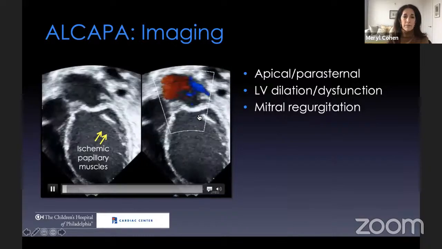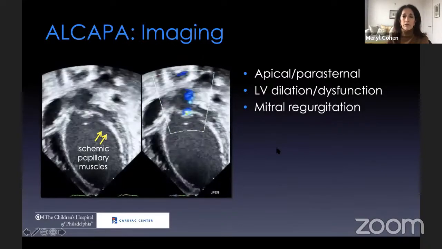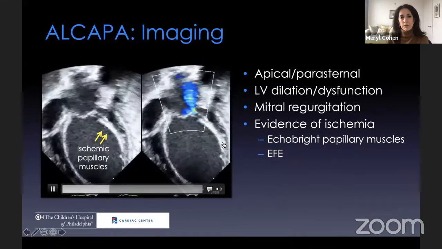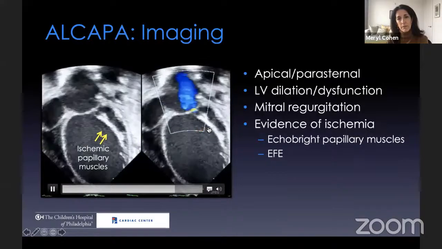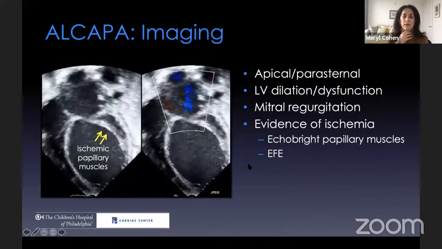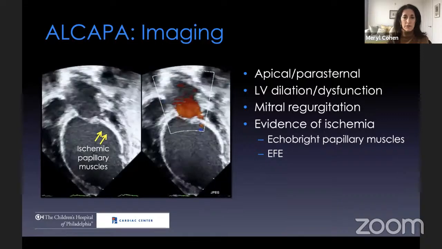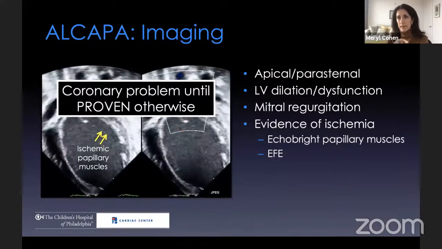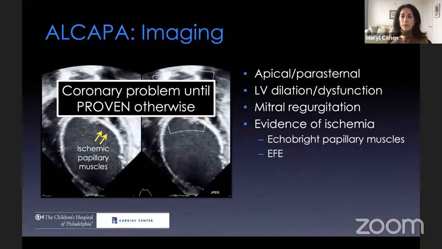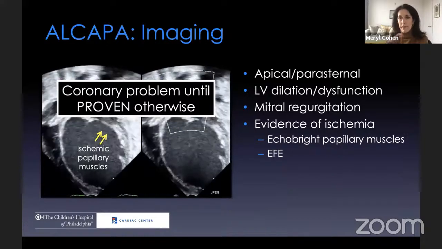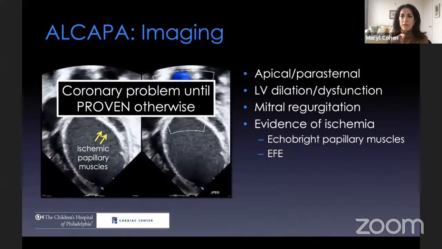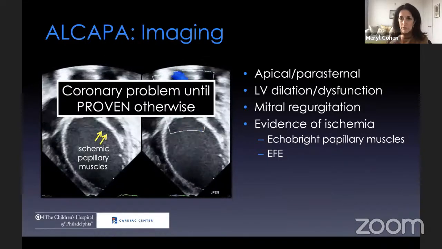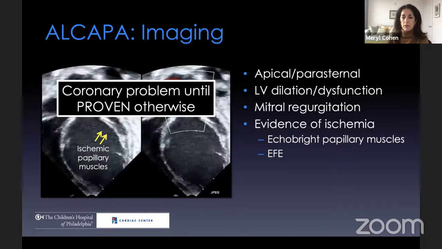You'll often have that mitral regurgitation as a result of dysfunction of the papillary muscles. You can see this sort of sclerosing or echo brightness of the endocardium as well as the papillary muscles, the endocardial fibroelastosis. And so this is evidence of ischemia. And if you see an echo like this in a child who is about 2 to 4 months of age, this is a coronary problem until proven otherwise. So even if you can convince yourself by echo that the coronary arteries are normal, you need to continue your investigation because this is very likely to be a coronary problem.